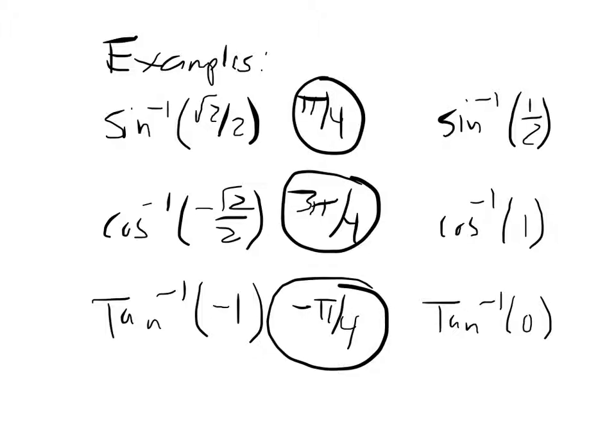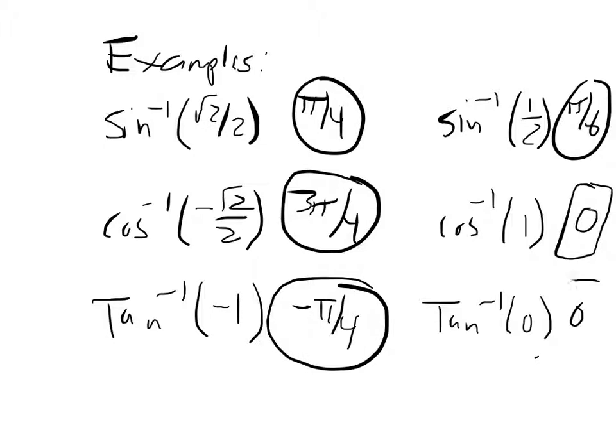Sine inverse of 1/2 over here. Sine inverse again, we are going to restrict our search for the angle between negative pi over 2 and positive pi over 2. So my answer is pi over 6. Cosine inverse of 1. I'm looking for an angle between 0 and pi that has a cosine of 1. That will be 0. And I'm looking for tan inverse of 0. I'm looking for an angle between negative pi over 2 and positive pi over 2 that has a tangent of 0, and that will be 0 as well.